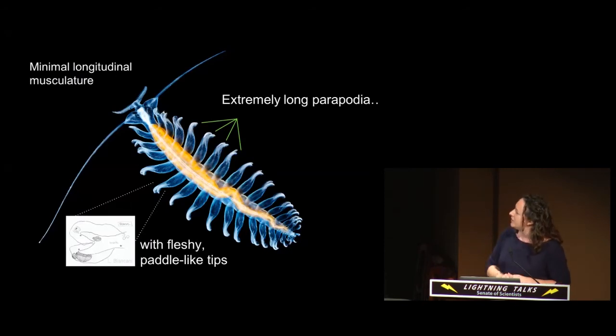So this is a tomopterid, and what we find in the morphology here is that they too have this minimal longitudinal musculature, and they have extremely long parapodia. The tips of those parapodia have big fleshy paddles on them.